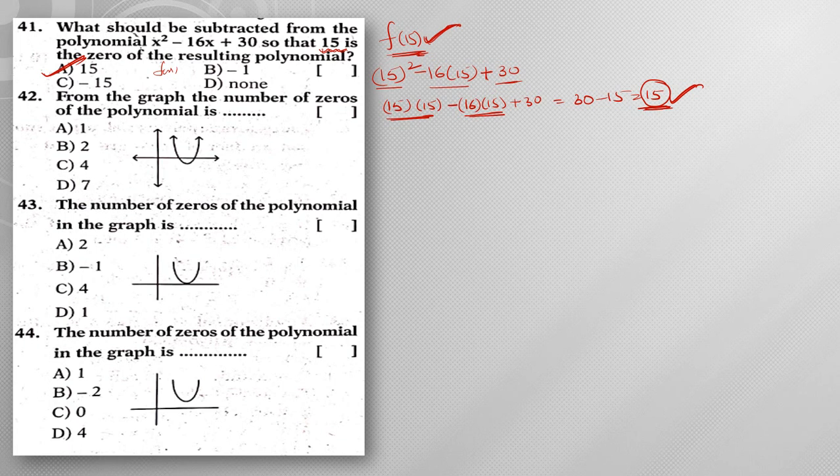Next, from the graph you need to find the number of zeros. How can you find the number of zeros? Simply by finding the number of points where the graph is cutting the x-axis. How many points is it cutting? It is cutting at 2 points, hence it has 2 zeros. The same way here, it is only touching, hence it has only 1 zero. Next, since it is neither touching nor intersecting, clearly it has 0 zeros.